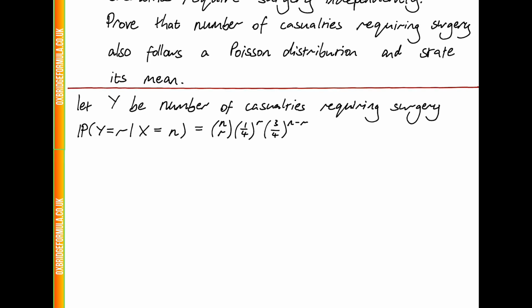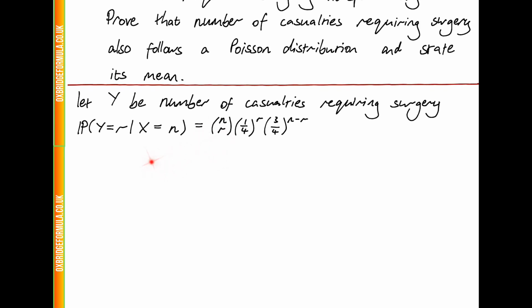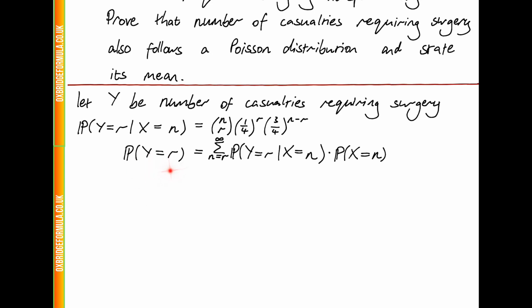So how can we find the probability that Y equals R, because that's what we're looking for? Well, we can use the law of total probability, which tells us that the probability that Y is equal to R is the sum over all possible values of X of the probability that Y equals R given X equals that value, times the probability that X equals that value. And clearly, since Y has to be less than or equal to X, because it's the number of casualties which require surgery, whereas X is the number of casualties, X must be at least R, and it can go all the way up to infinity. So we have the sum from N equals R to infinity, and this probability that Y equals R given X equals N, that's what we found here, so we can rewrite that.